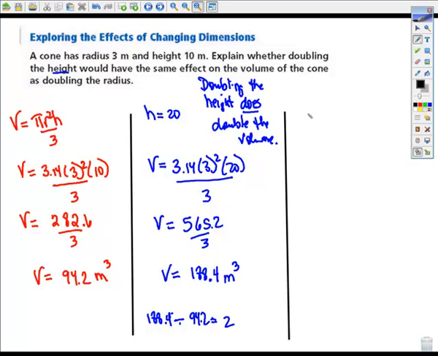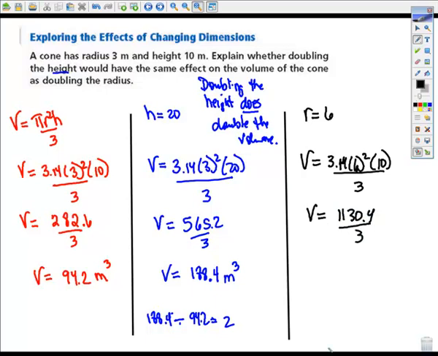And now, instead of doubling the height, we're going to double the radius. So the radius becomes 6. So my volume is pi times 6 squared, times, I'm back to my original height, divided by 3. So now it's pi times 36 times 10 divided by 3. And my volume is now 376 and 8/10 meters cubed.